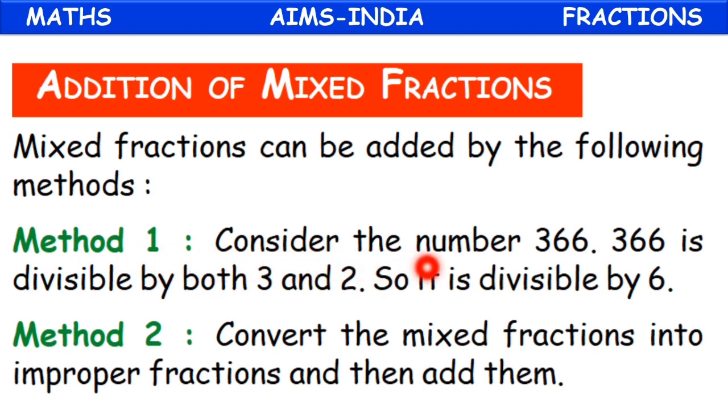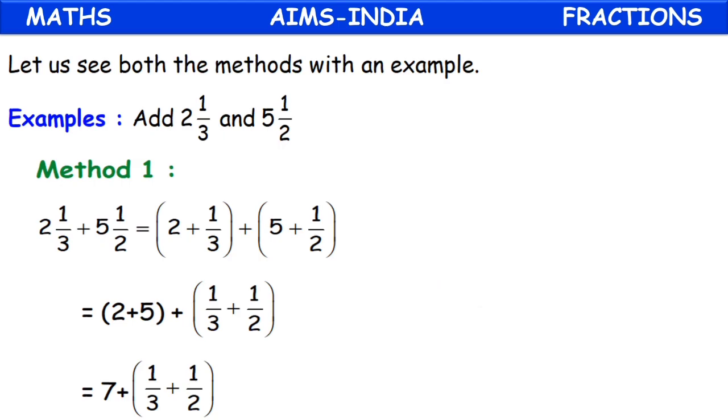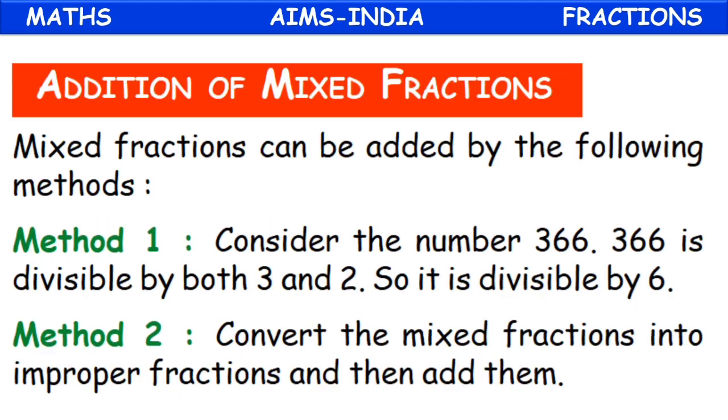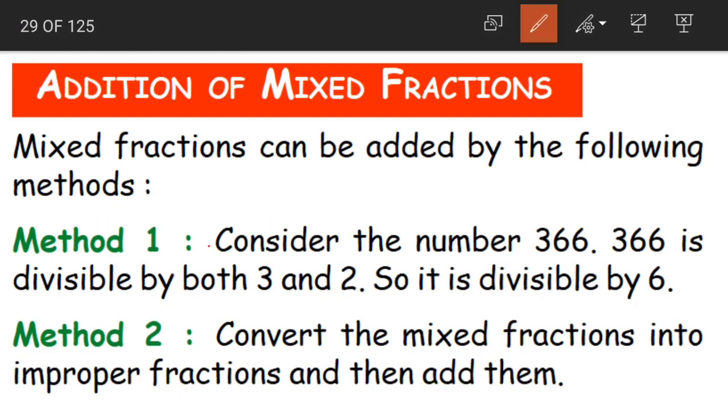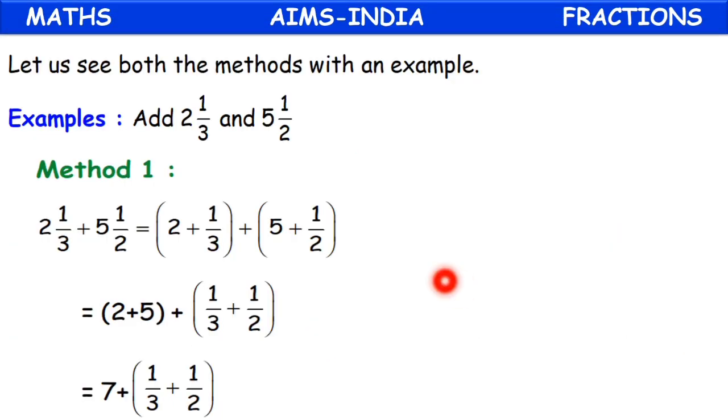Method 1. Consider the number 366. It is divisible by both 3 and 2, so it is divisible by 6. Method 2. Convert the mixed fractions into improper fractions and then add them. I think this is from the divisibility rules. No, what is method 1?